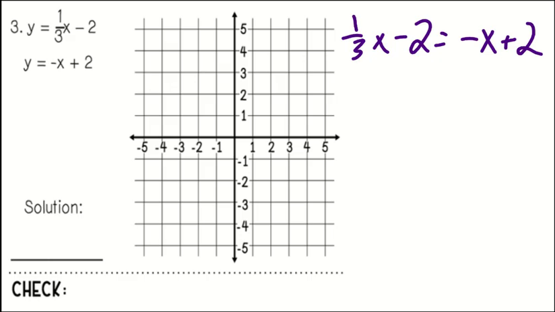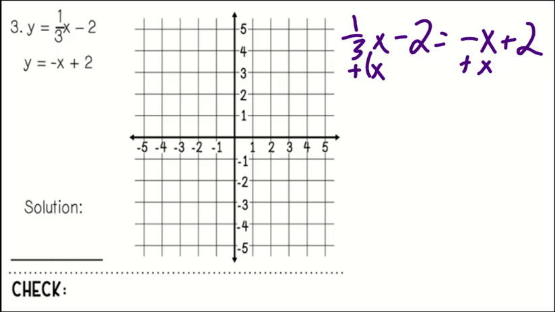Everybody good there? All right, so we will move the variables. We would distribute and combine like terms if we had them. We don't have that, so we're moving the variables. We will move the lower variable. The lower one's the negative. So we add an x to each side. Remember, when it's just x, that's like a 1x, right? So we would have 1 and 1/3.